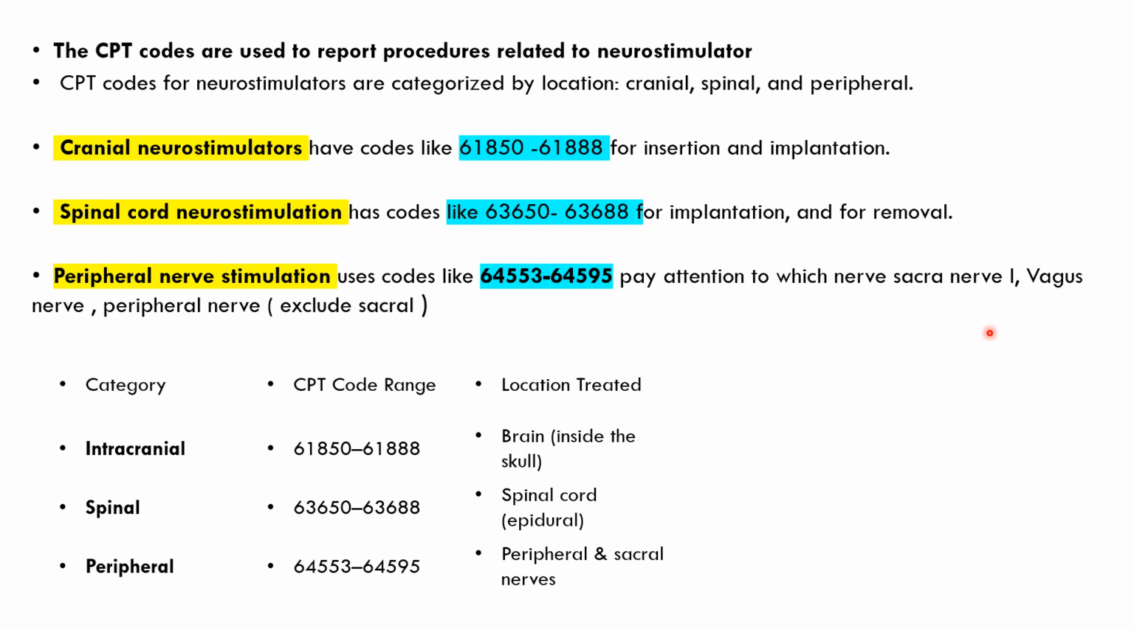Pay attention to which nerve, whether you are doing the vagus, peripheral nerve, or the sacral nerve. So especially for the peripheral, that is an additional consideration. So here it is a table. The intracranial is basically the brain and the skull. The spinal is basically the spinal cord, which is epidural, and peripheral is the peripheral nerve. And here one must pay attention to the nerves.